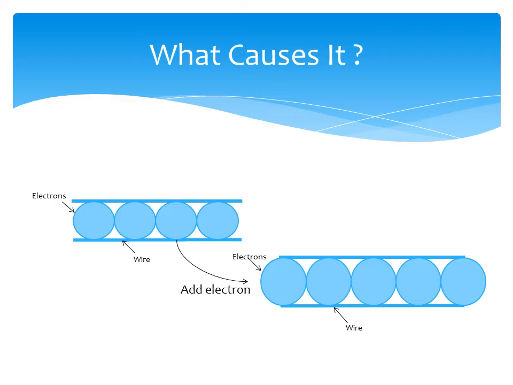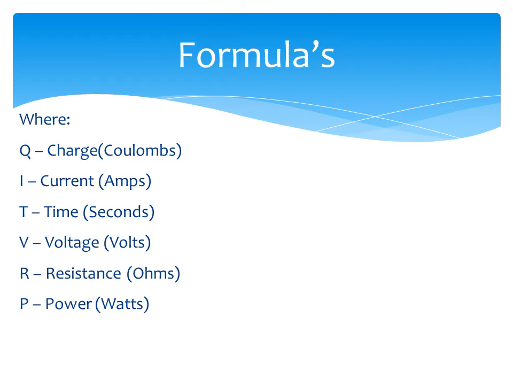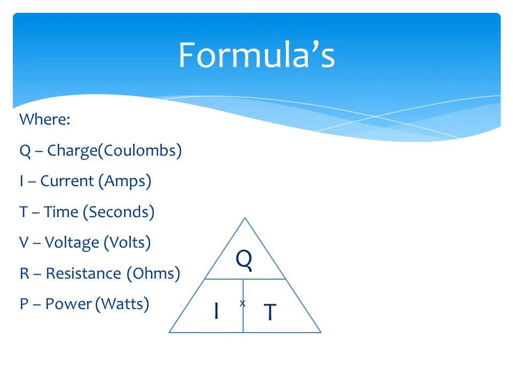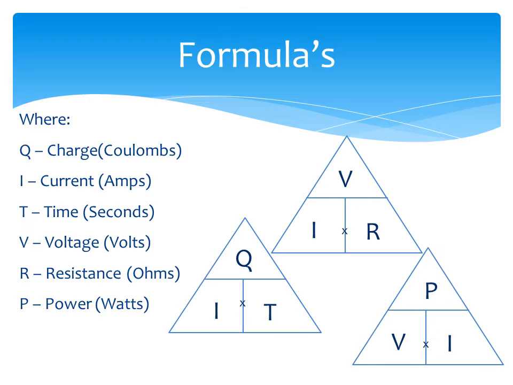For example, if you look at the electrons as the blue circles and the encasing lines as the wire, you can see that as you add a circle, one comes out the other end, even though the individual circles have not moved very much. These are the most important and basic formulas for current. Firstly, as mentioned earlier, this is Coulomb's law. Next, we have Ohm's law, and finally, the power equation.